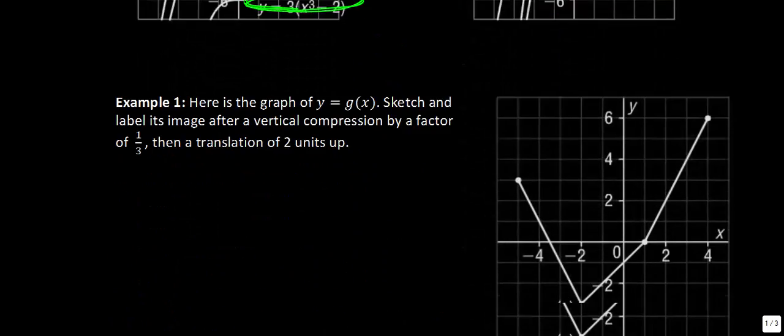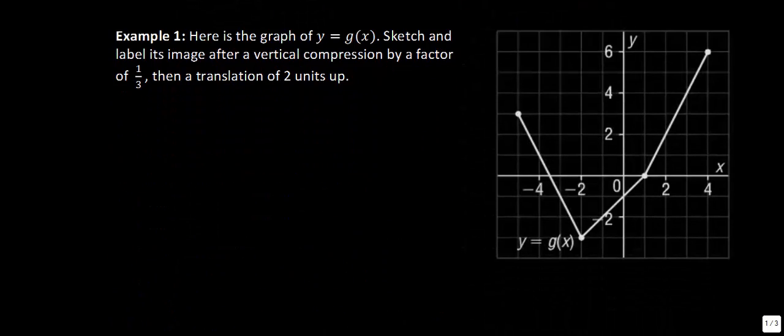All right, so let's go and deal with example 1 right here. Example 1 says, here's the graph of y is equal to g of x. Sketch and label its graph after a vertical compression by a factor of 1/3, then a translation of 2 units up. So first, let's go deal with the vertical compression by a factor of 1/3. So that function would look like the following. We'd have y is equal to 1/3 g of x.